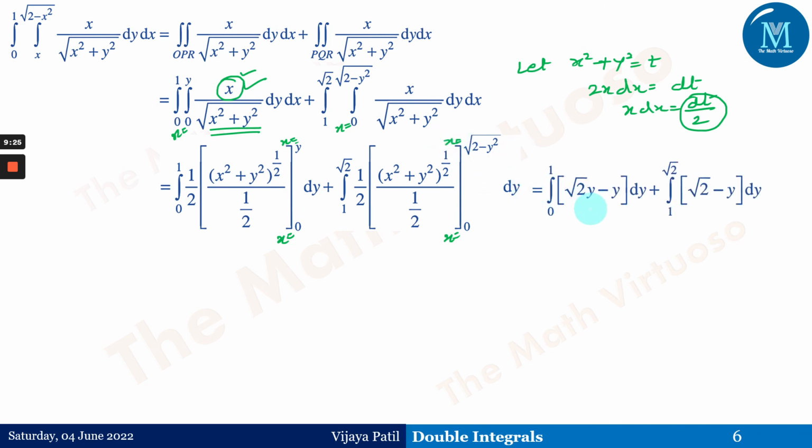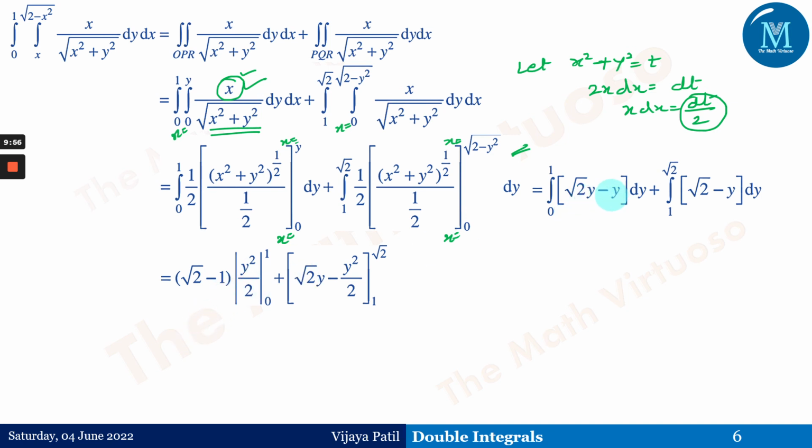Moving ahead, we can just put the value of x is equal to y, and the value of x is equal to square root of 2 minus y square, and subtract the lower limit from the upper limit, so we get integration from 0 to 1 of square root of 2y minus y dy, plus integration 1 to square root of 2 of square root of 2 minus y dy. My suggestion for you, just pause the video here, try to get the answer till the end, and then play the video so that you will have practice of your evaluation part. And this is what we are going to get.